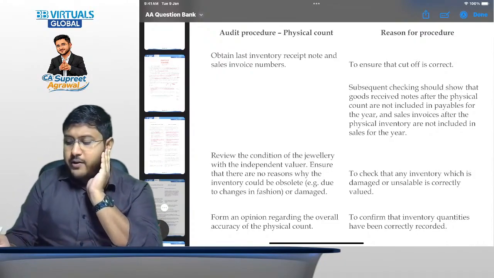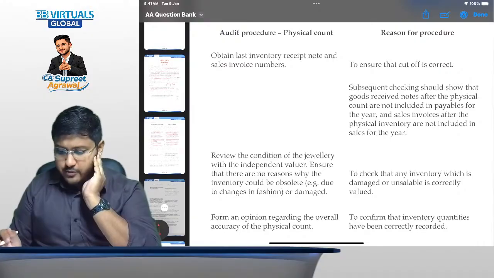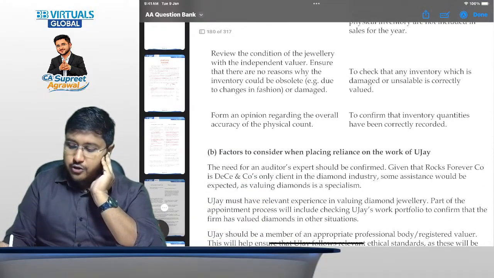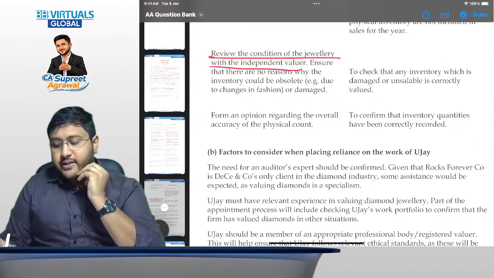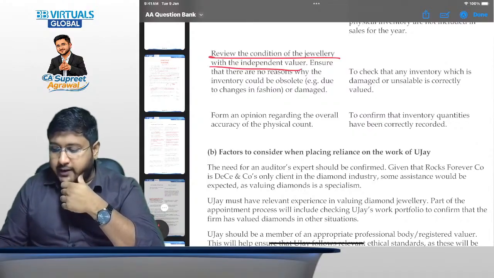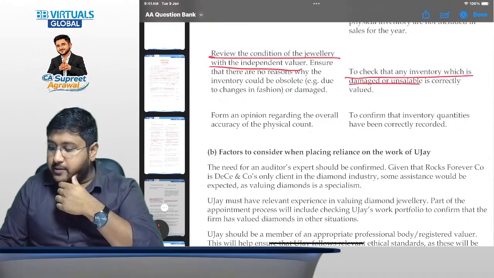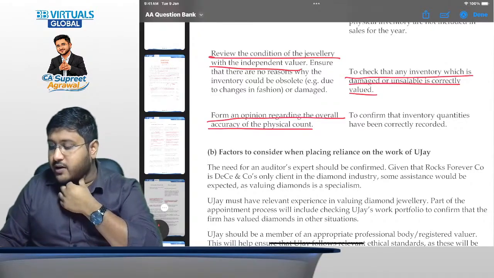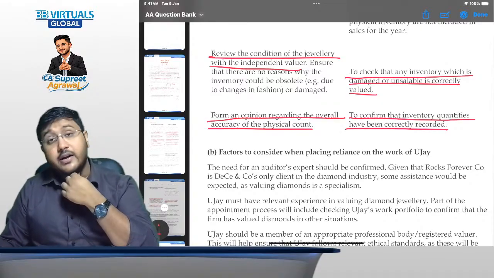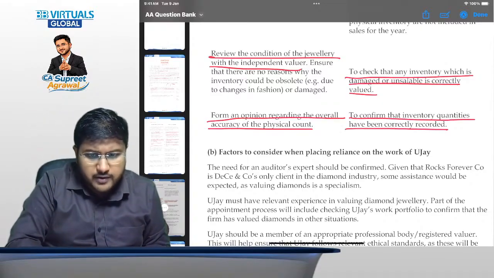Now, obtain last inventory receipt note and sales invoice numbers. Review the condition of the jewelry with an independent valuer. Ensure that there are no reasons why the inventory could be obsolete, so as to check that any inventory which is damaged or unsellable is correctly valued. Form an opinion regarding the overall accuracy of the physical count to confirm that inventory quantities have been correctly recorded or not. All of these things are very, very important.